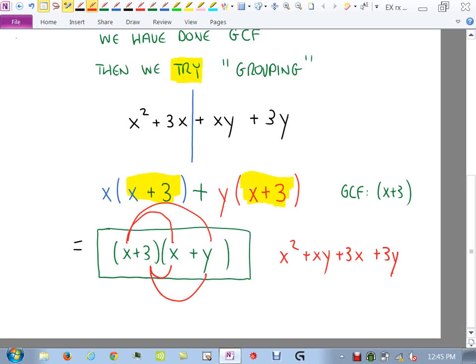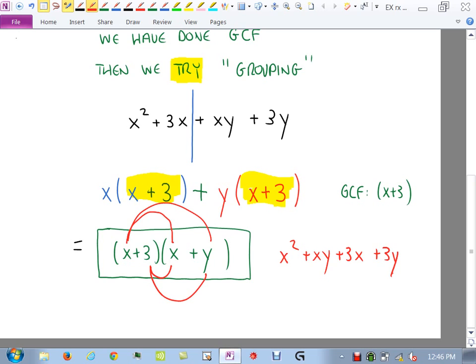Is that the original problem? This is this, but it's in a different order, right? But it's the same thing. X squared, I have x squared. Xy, I have xy. 3x, got 3x. 3y, 3y. Any questions?